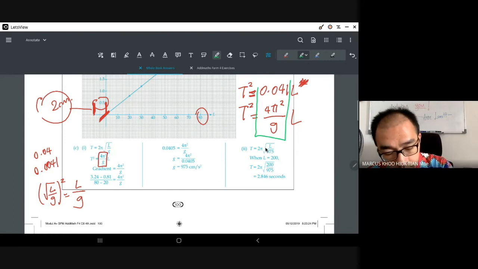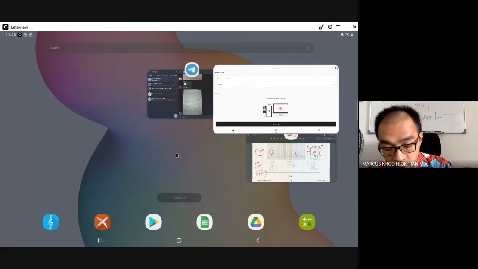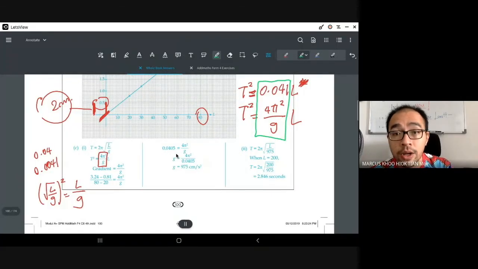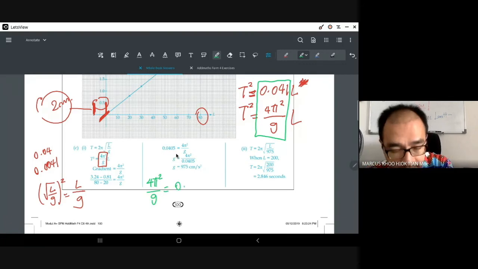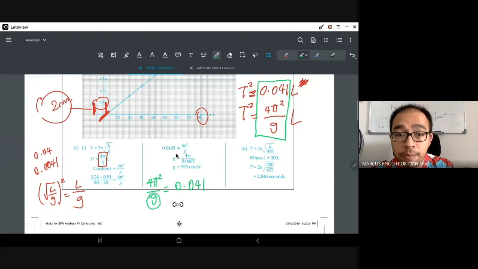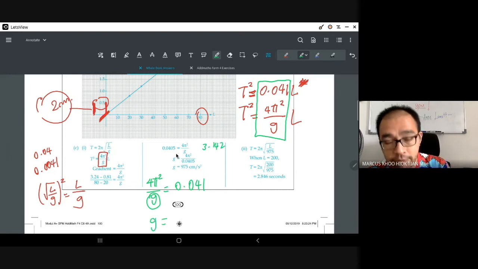You will find that 4 pi squared over G equals the gradient that you calculated. Let me write this: 4 pi squared over G equals, again this is Stephanie's example, 0.041. So can I find the value of G? Can, because pi is 3.142. So calculate the value of G.